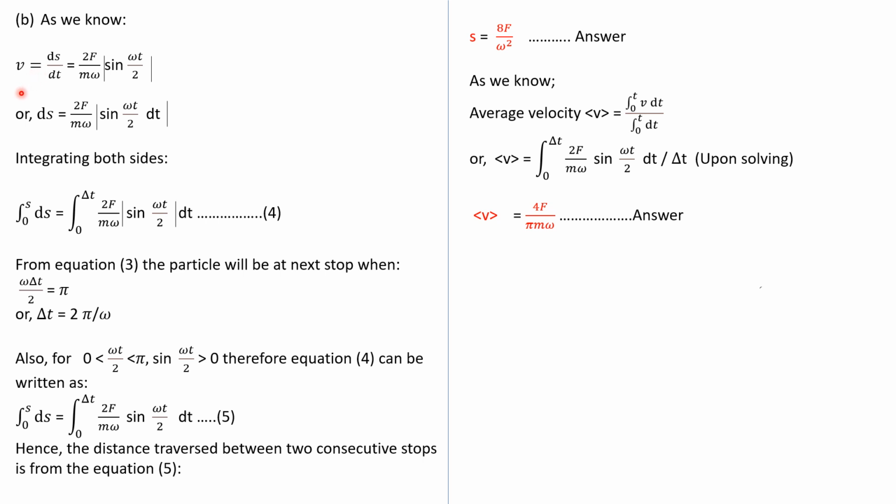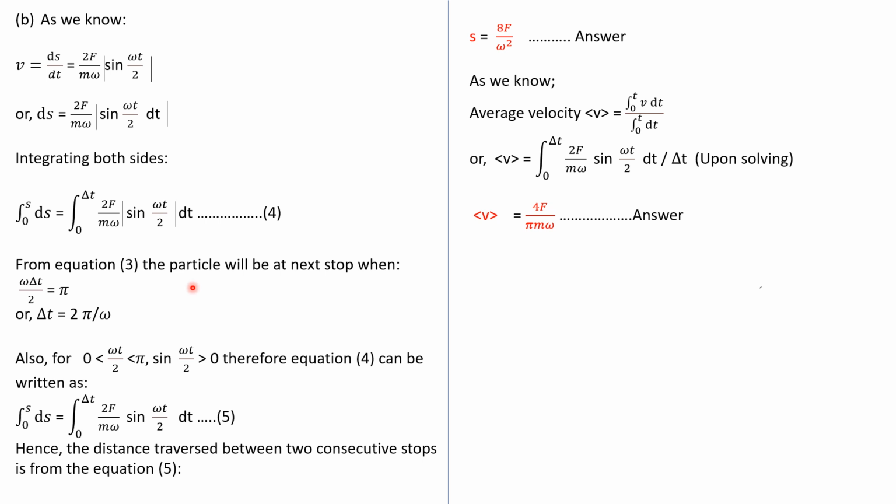Absolute velocity at any instant, we know, is the rate of change of displacement at that particular instant of time, so ds by dt. We can take this V from equation 3 and write it like this. Keep on proceeding. When we integrate ds from 0 to s and time from 0 to delta t, we reach equation number 4.